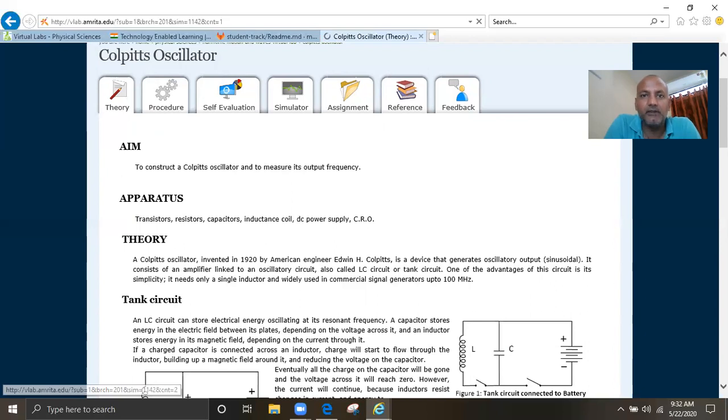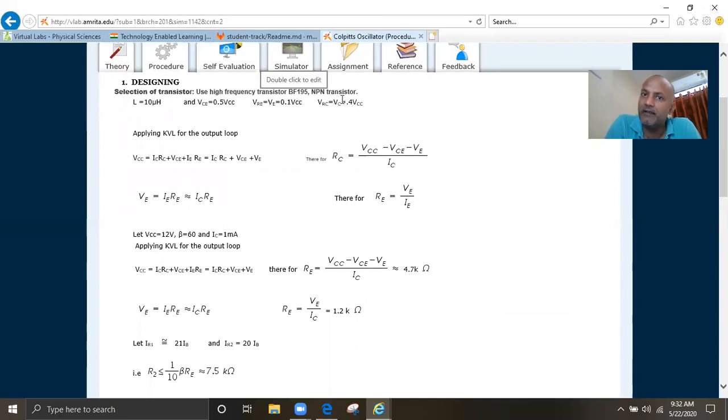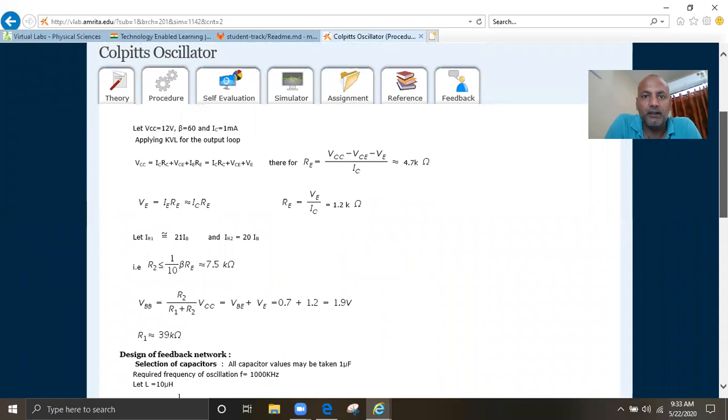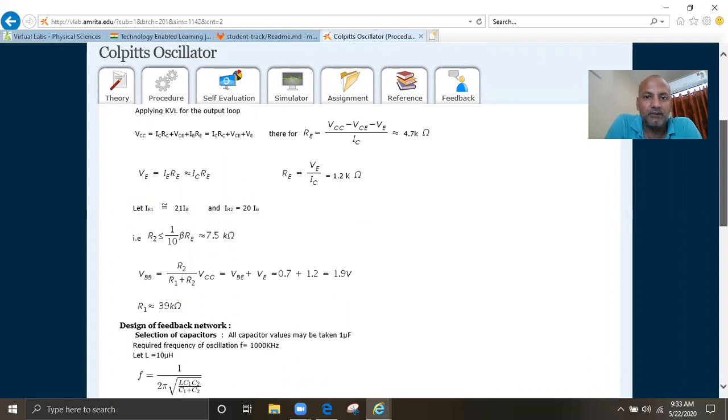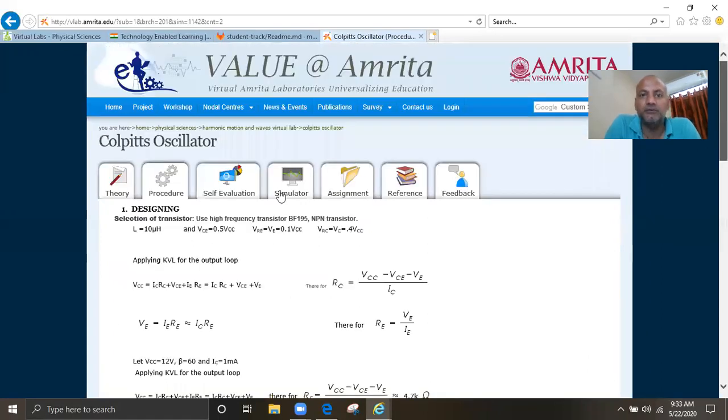Okay, from here you can calculate the value. Selection of transistor: use the high frequency BF195 NPN transistor, L 10 microhenry, and these are the specifications. You can calculate the value of RE, R2, R1, and the C1 and C2. So here we can have self evaluations.